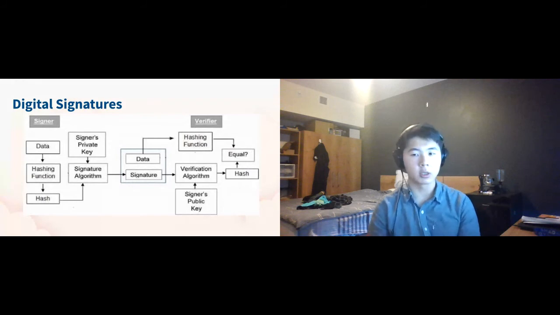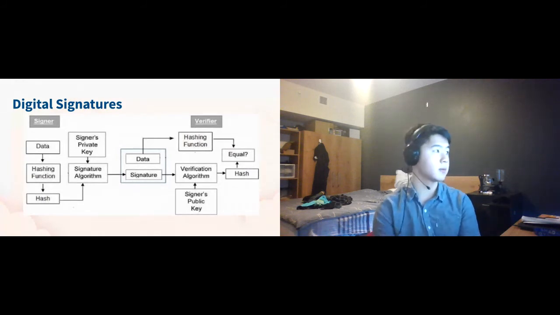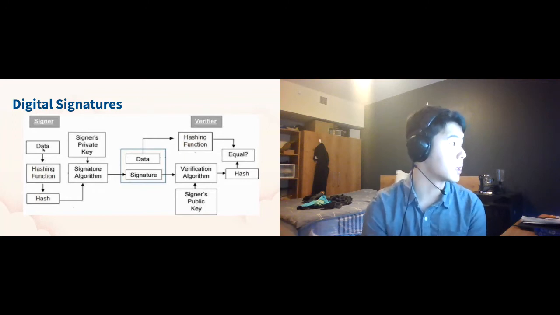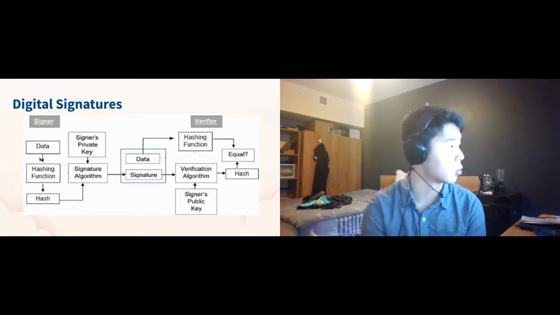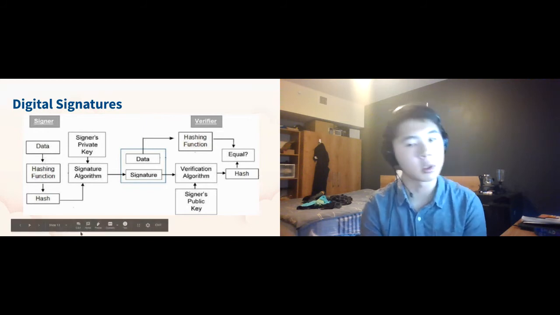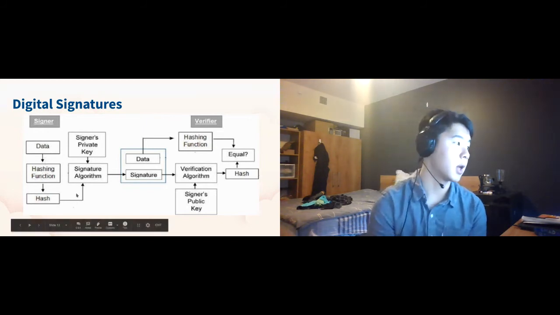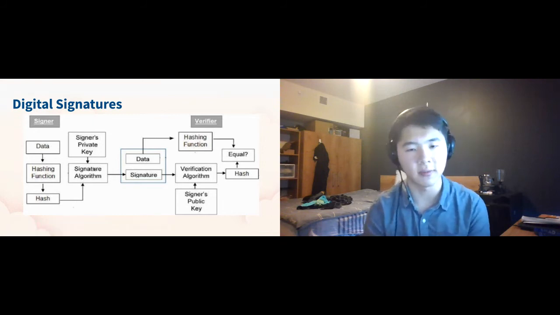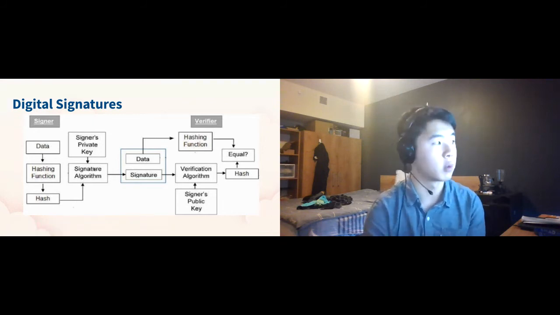I'm going to talk about digital signatures from two different perspectives. First, we're going to start off with the perspective of the signer. As a signer, I want to send some data over to the receiver. So I take that piece of data and run it through the hash function, and out comes a hash. Then I take the hash and run it through the signature algorithm. The signature algorithm is just a fancy way of saying we're going to encrypt it with my private key.